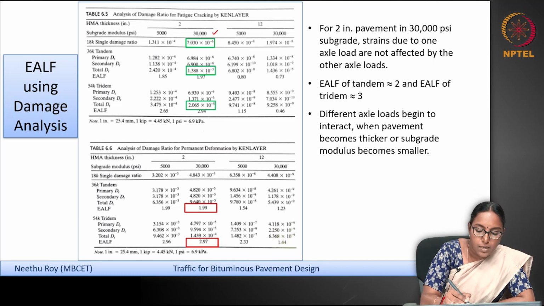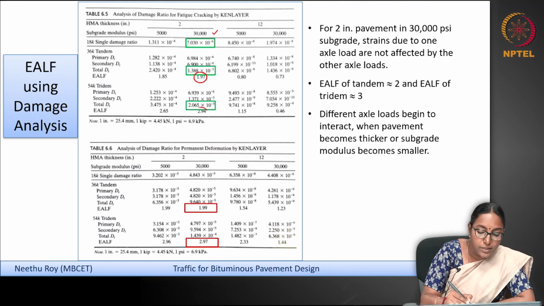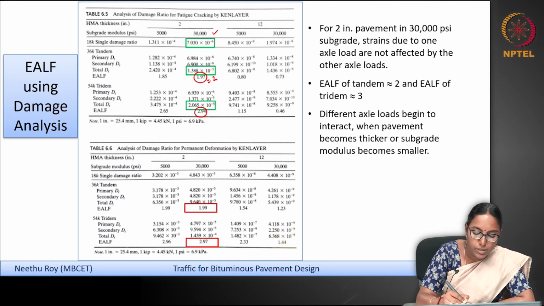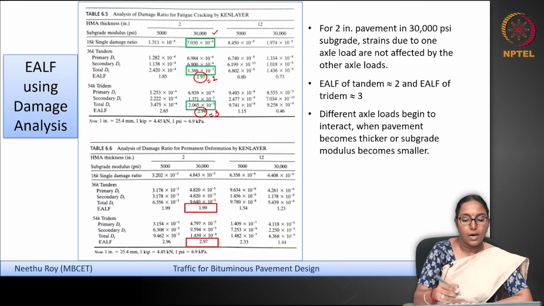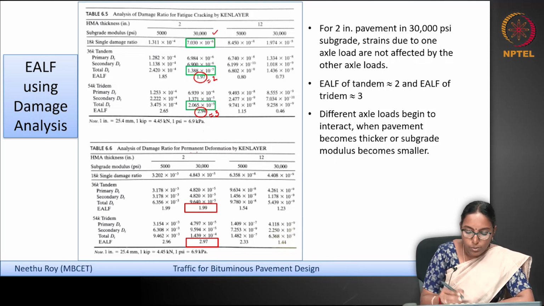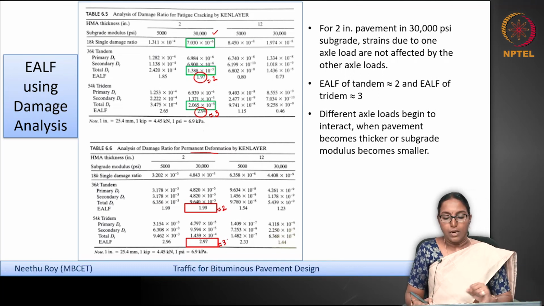So you see here that the EALF factor is 1.97, which is close to 2, and the EALF factor for the TRIDEM is 2.94, which is close to 3. So this is approximately 2 and this is approximately 3 when you are using a fatigue cracking criteria, and also when you are using the permanent deformation criteria, you see that the EALF of a tandem axle is close to 2, and the EALF, equivalent axle load factor, for a TRIDEM axle is close to 3, okay.